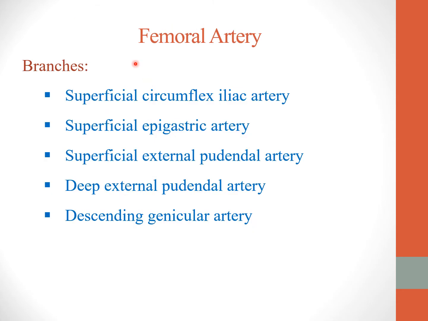The branches of the femoral artery: there are three superficial branches and three deep branches. The superficial branches are the superficial circumflex iliac artery, superficial epigastric artery, and superficial external pudendal artery. And the deep ones are the deep external pudendal artery, descending genicular artery, and another branch which is the deep branch of the femoral artery, or profunda femoris artery. So these are six branches. Five are mentioned over here, and the sixth one is on the next slide.